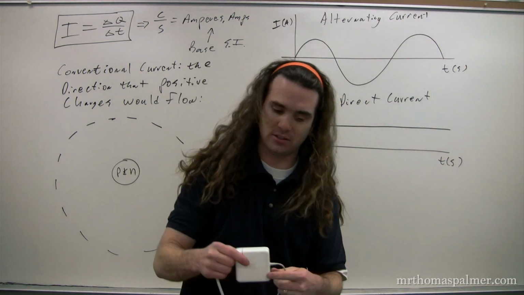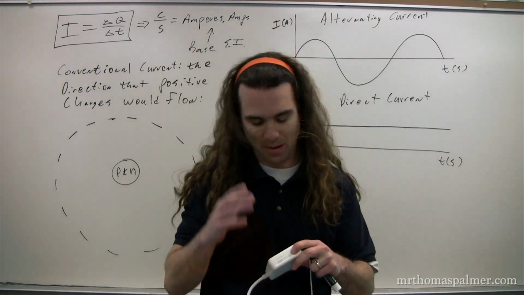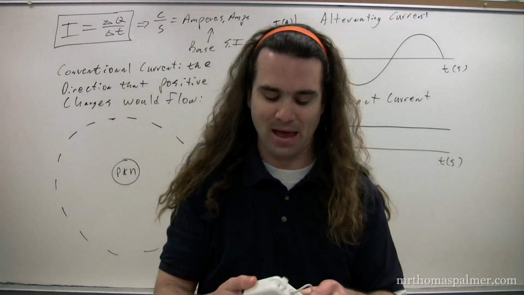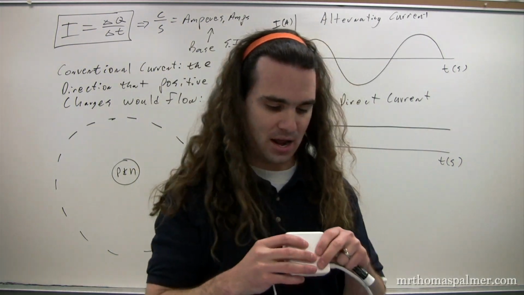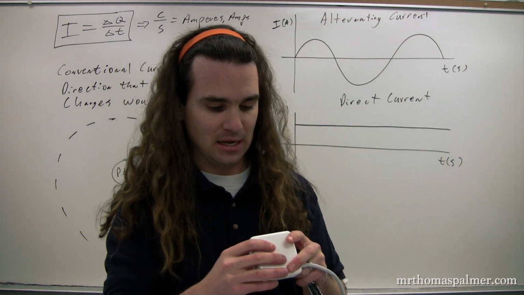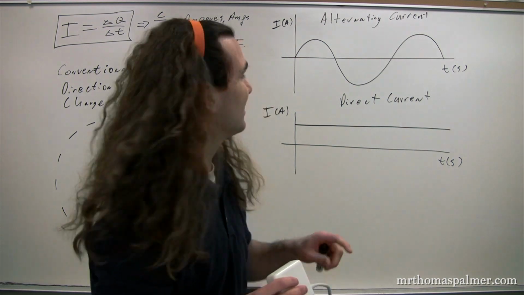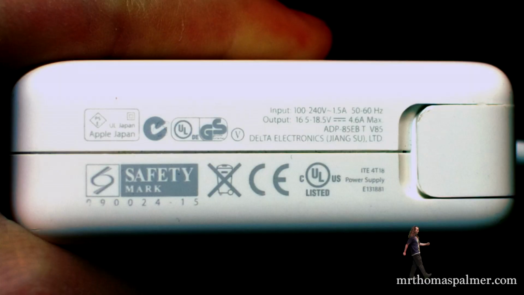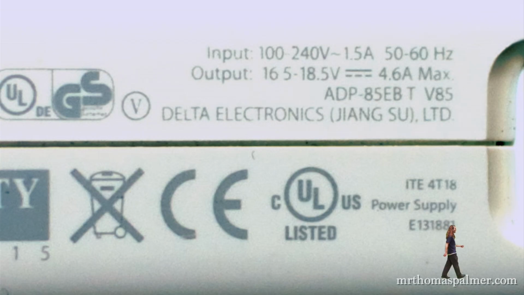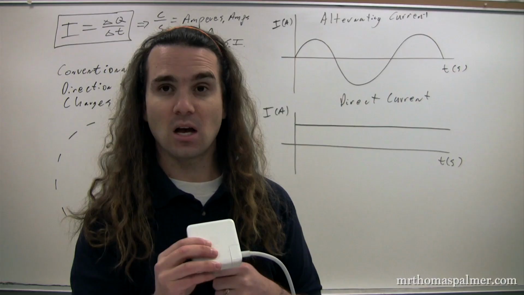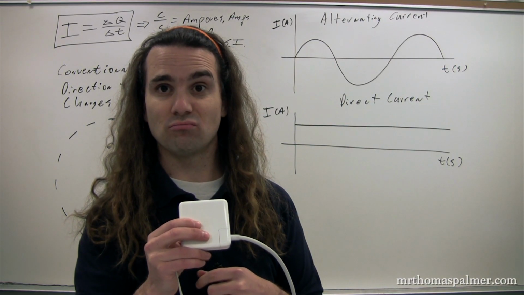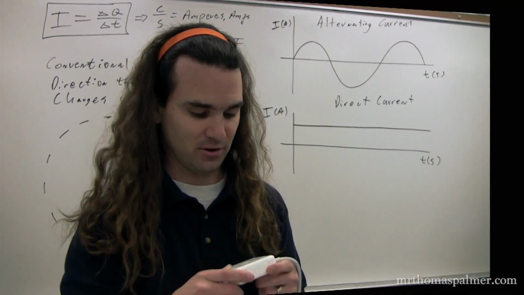This right here is the AC-DC power converter for my MacBook Pro. And as you can see, you can actually read on it right here. It says the input is 1.5 amps at 50 to 60 hertz. That is the frequency of the alternating current. And the output is actually about 17 volts or so, and it has a maximum of 4.5 amps. So you can see this right here is your AC to DC, alternating current to direct current power converter. A lot of the things that you actually use have an AC to DC power converter.